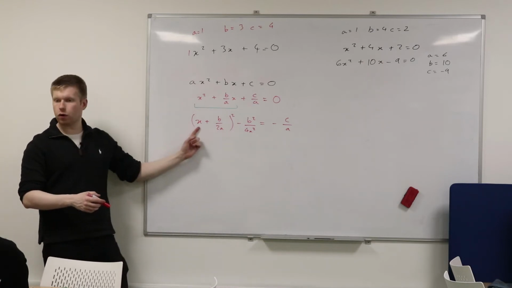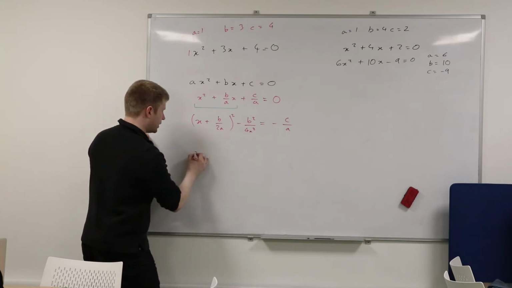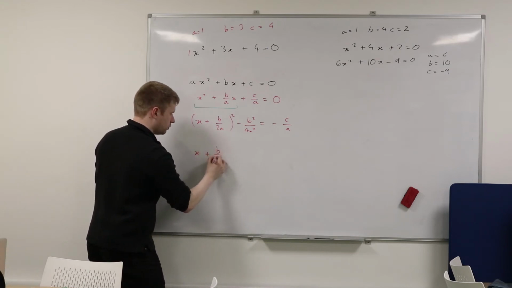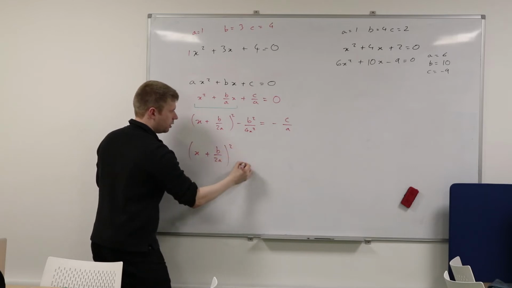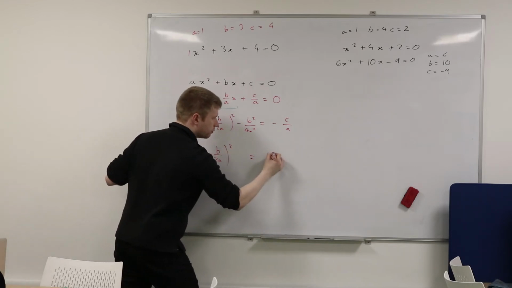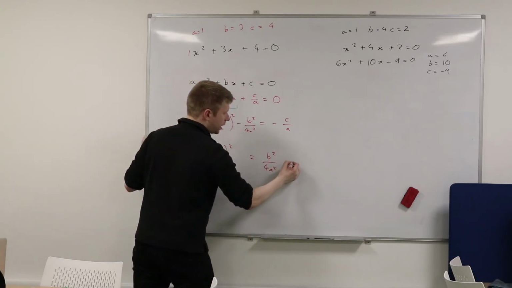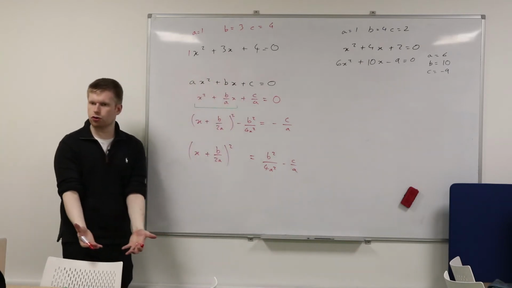Because ultimately, I want to find x. I want to find what x is equal to. So, let's leave this thing on the left-hand side. Okay. If we stick that on that side, would you be happy it becomes a positive? Yeah? And then I'm going to take away c over a. Okay, no drama so far?